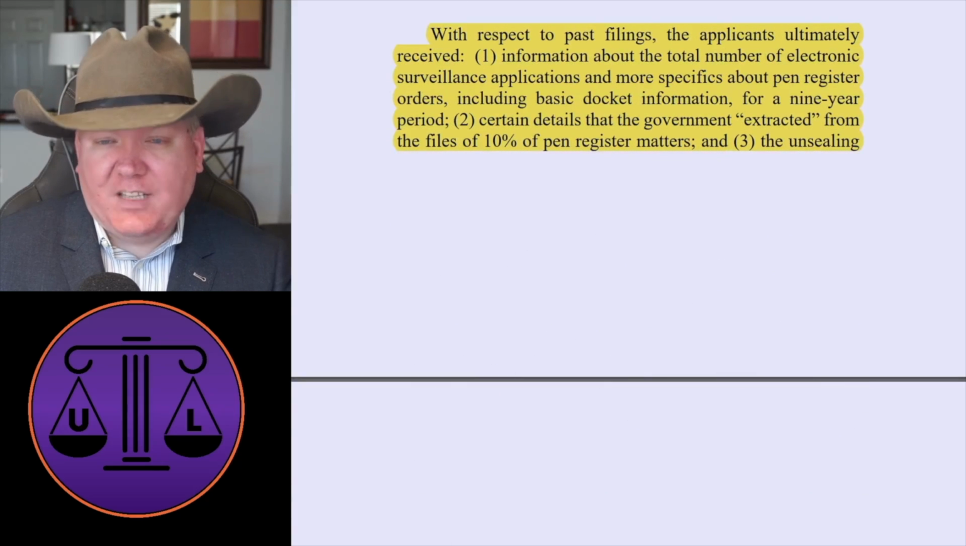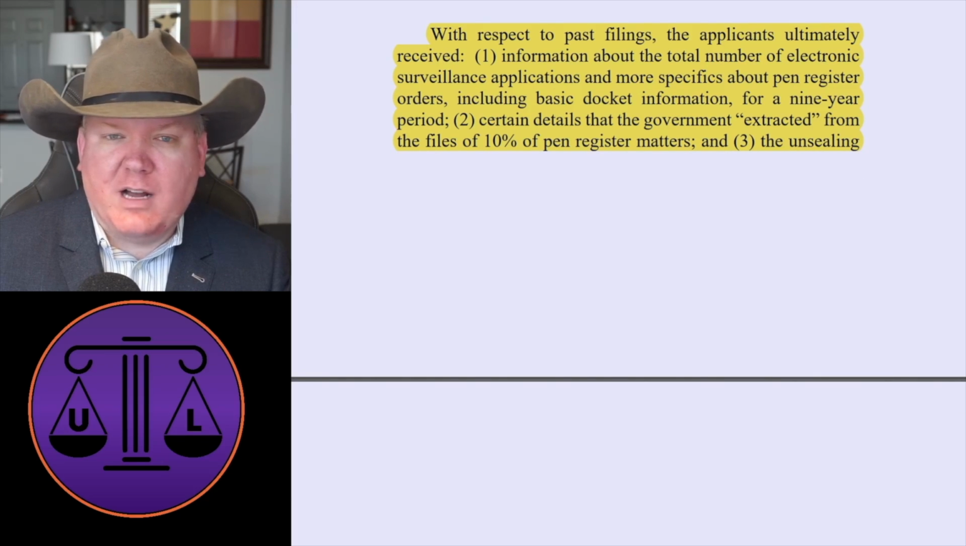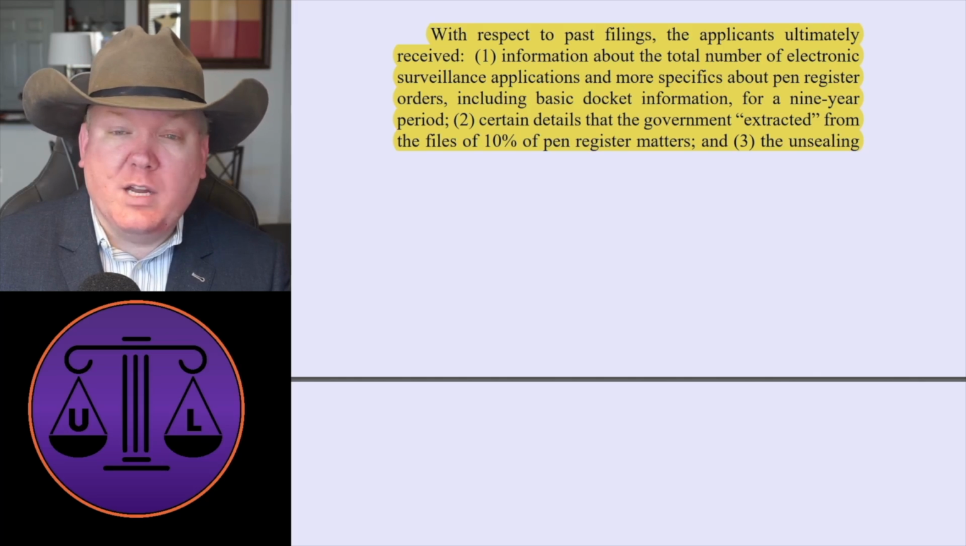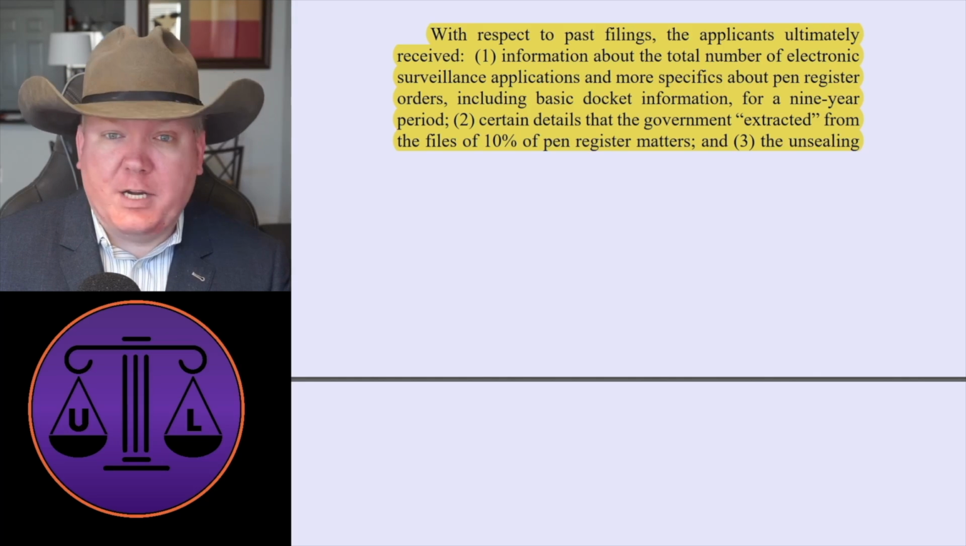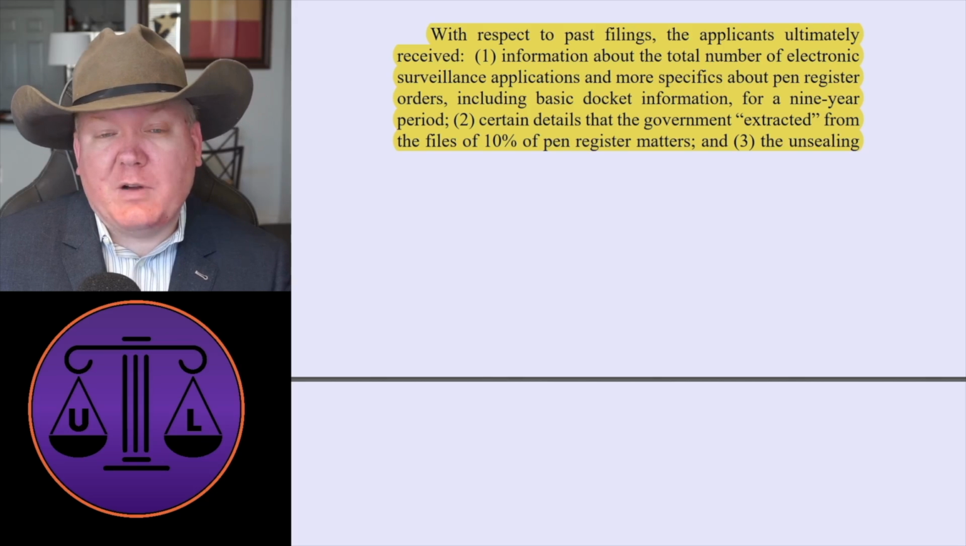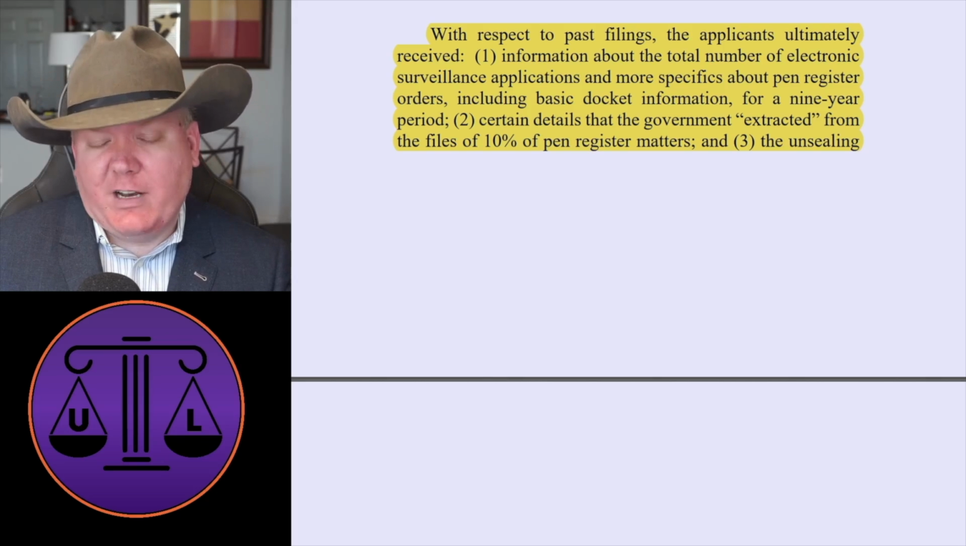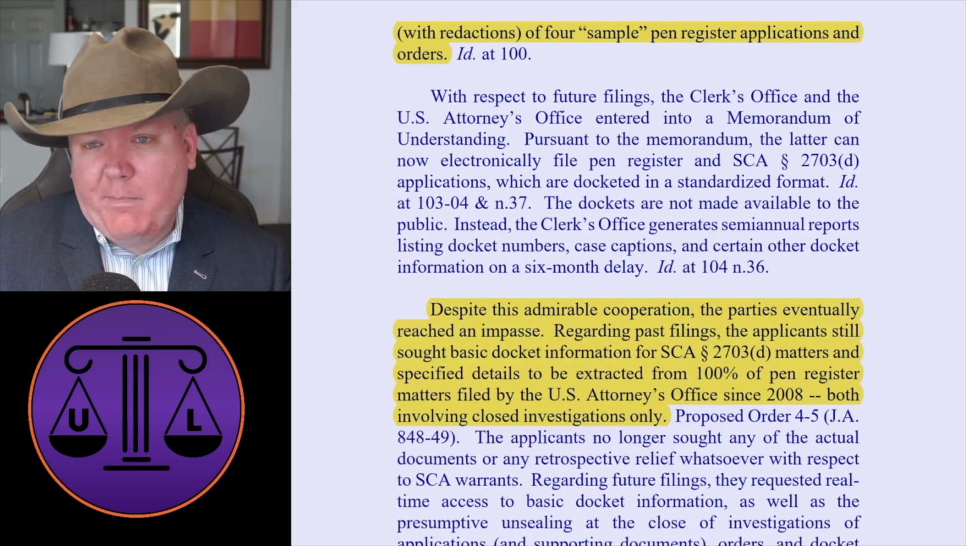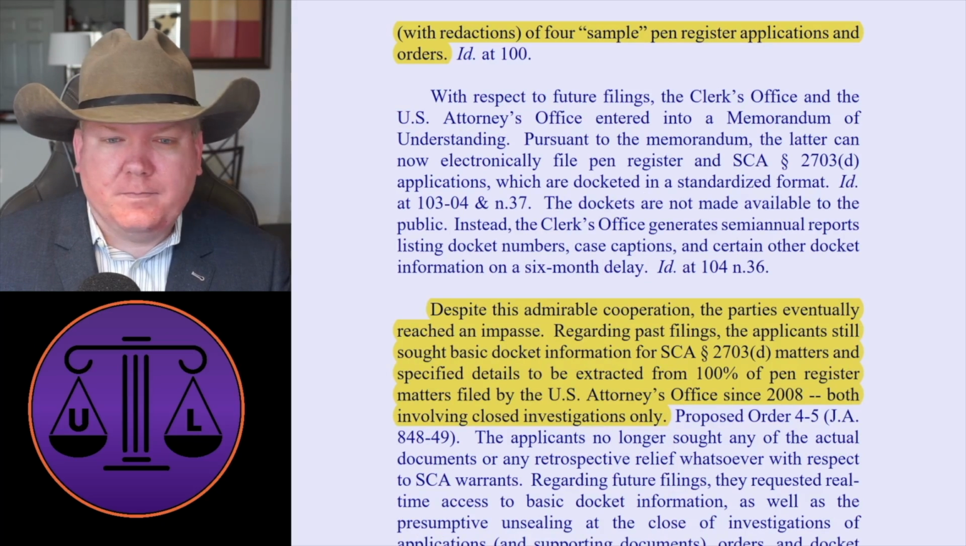With respect to past filings, the applicants ultimately received information about the total number of electronic surveillance applications and more specifics about Pen Register orders, including basic docket information, for a 9-year period. Certain details the government extracted from the files of 10% of the Pen Register matters, and the unsealing, with redaction, of 4 sample Pen Register applications and orders.